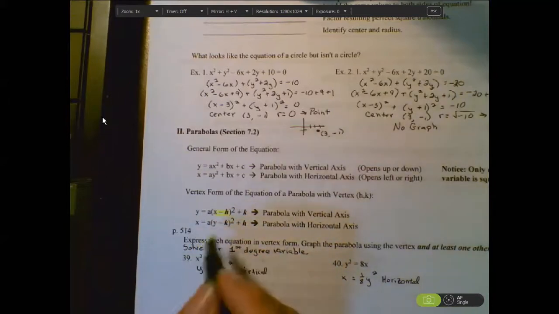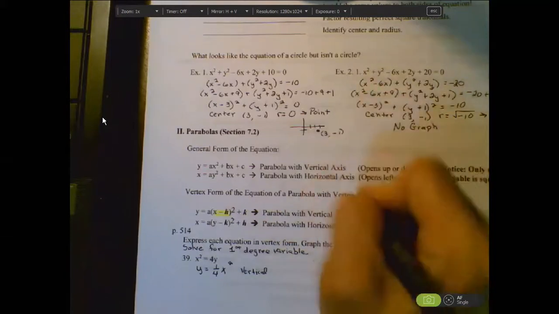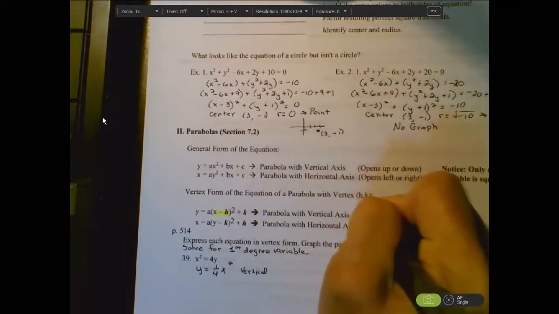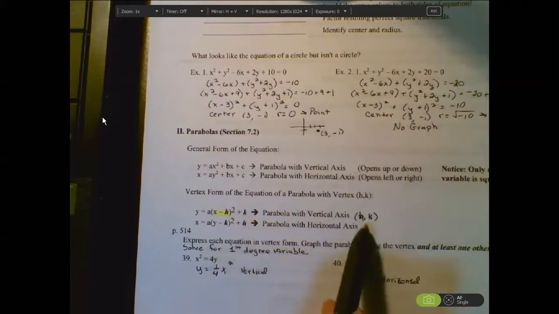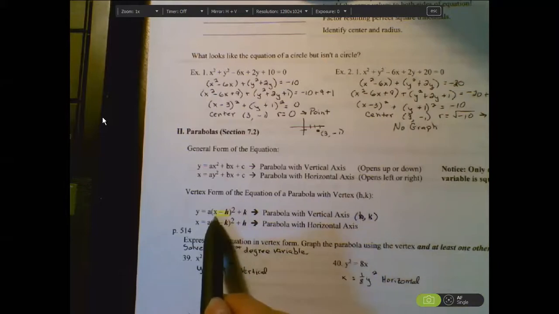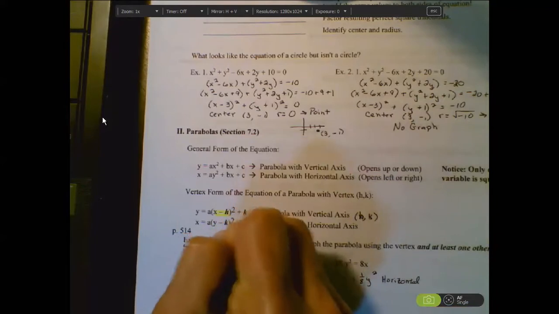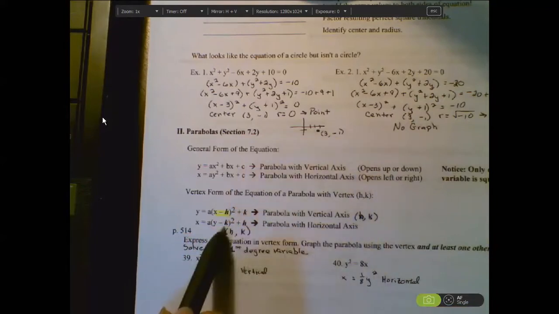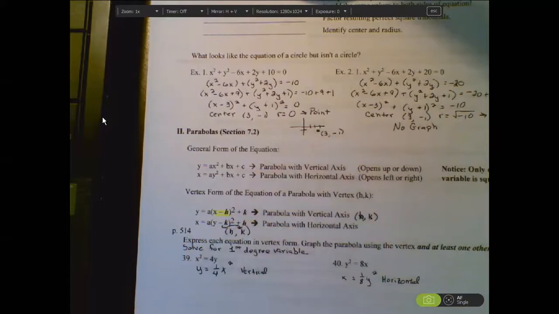Here, my vertex is (h, k). h is the x coordinate of the vertex. (h, k) is the vertex, and the h is the x coordinate because it's with the x. Here, the vertex is also (h, k). k has to be the y coordinate of the vertex because it's with the y.